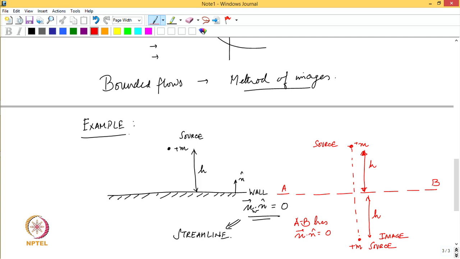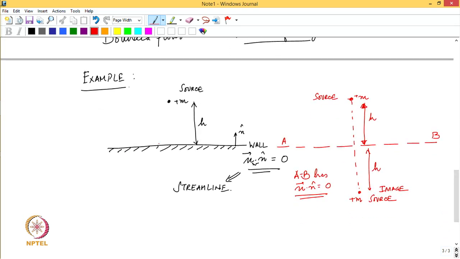Now you can work out that the surface AB will always satisfy this condition as long as the sources are of equal strength and the distances from the surface are the same. So you see now that the wall could be replaced by this new scenario. So we have replaced the original problem with a modified problem, which is an unbounded problem, by the way. This is an unbounded flow, but we now know that the method that we followed is that we convert the bounded flow problem into an unbounded flow problem by using an image of the original elementary flow.